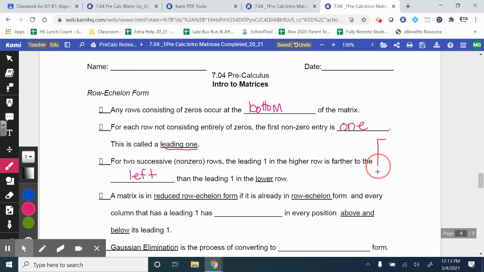It would look something like this. If you had 1, 0, 3, then our next row would be 0, and the first non-zero entry would be a 1, then a 2, and then 0, 0, 1. See how you make a staircase with your ones.